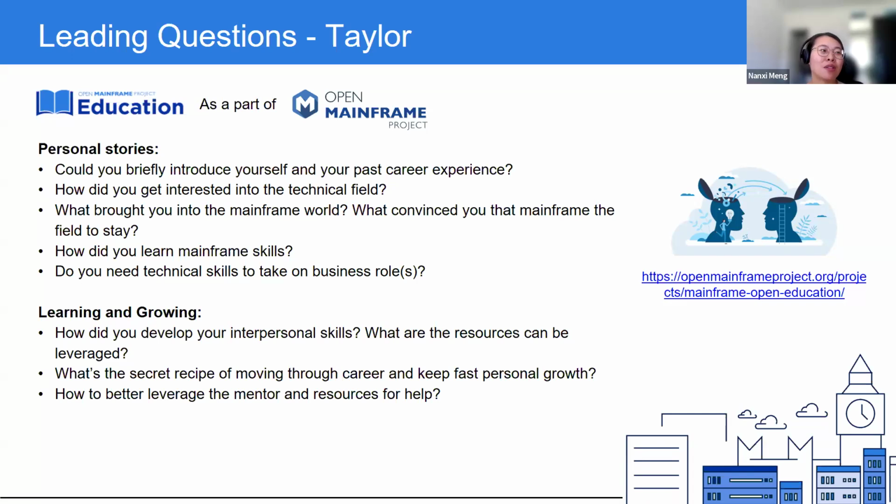And then I think at least what I have here as the last question listed: in the mainframe world, we do set people up with their mentors and help them with their career development. So from your perspective, how would you suggest our audience to better leverage the mentor and resources for help when you need it? Okay. So first off, let's step back and think about the mindset.